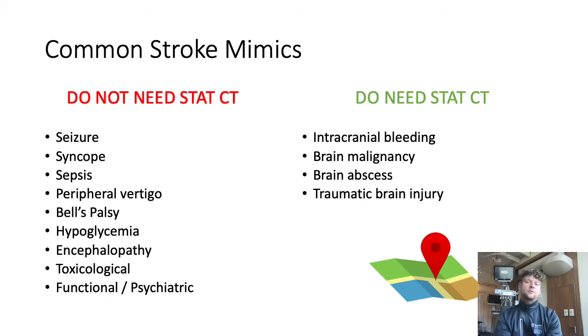A couple common stroke mimics that can throw us off. First of all, we can have seizure, syncope, sepsis, vertigo, Bell's palsy, hypoglycemia, and certain toxicologic presentations. These do not need a head CT. Certain other things might not go for EVT, but would still be an emergent finding and may require neurosurgical consultation or other emergent care, such as an intracranial bleeding, brain malignancy, brain abscess, and traumatic brain injury.